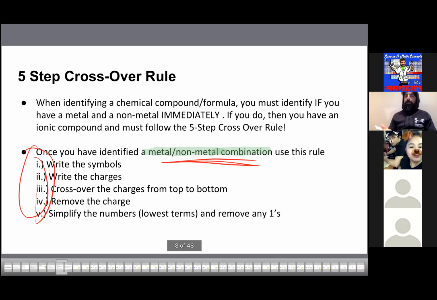Remove the charges, simplify your numbers. So the numbers that you've crossed over, bring them to lowest terms. That's what simplifying means. Like if you have a +2 and a -4 crossing over, or +4 -2, they would get simplified further. And then remove the charge, and then remove any ones. Sometimes we'll get a 1 when we're simplifying, or maybe we might be crossing over a +1 or a -1, and understand that we never put 1s in our formulas. So we always will remove that 1.